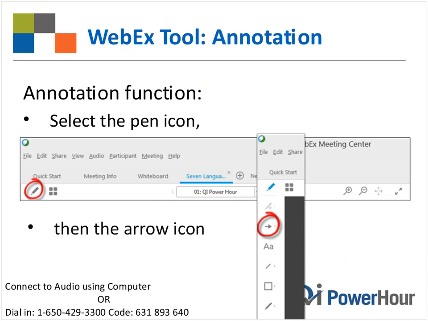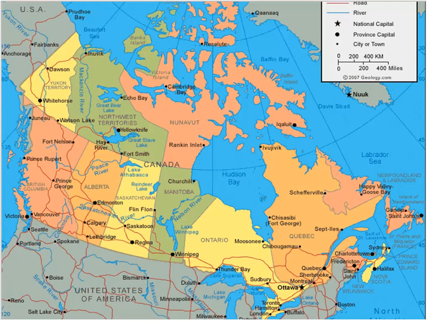So the first we want to flag is the annotation function. To use the annotation function, we invite you to select the pen icon on the top left-hand side of your screen, and then use the arrow, and we're going to practice this function by inviting you to place on the map where you're joining us from today. Excellent. I see folks are getting the hang of the annotation function. Welcome, everyone.